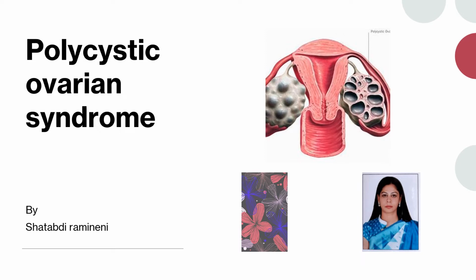So, polycystic ovarian syndrome was first described by Stein and Leventhal in 1935. Incidence is 5 to 10%. It's a main leading cause of female infertility and amenorrhea. Polycystic ovarian syndrome is a hormonal disorder which affects the ovaries in the woman.